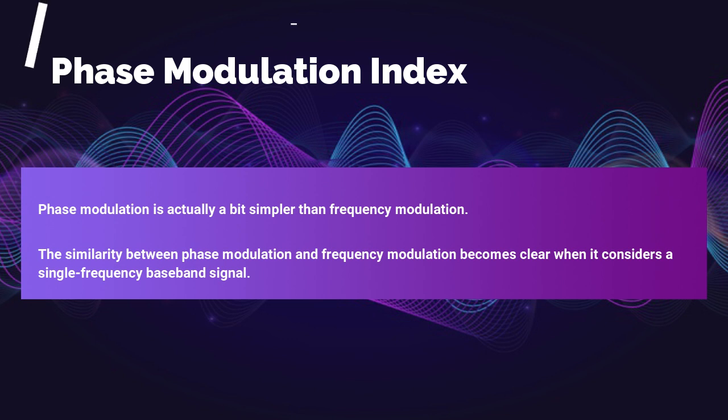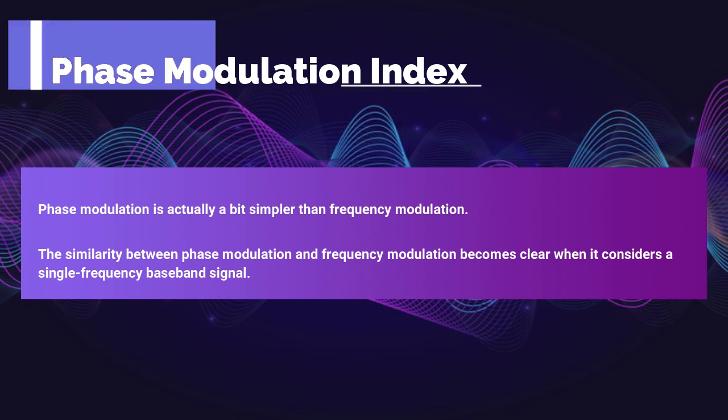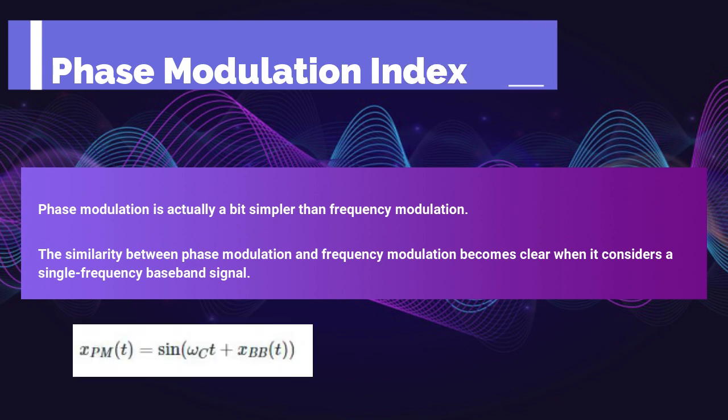Adding the baseband signal itself rather than the integral of the baseband signal causes the phase to vary according to the baseband value. Thus, phase modulation is actually a bit simpler than frequency modulation. As with frequency modulation, we can use the modulation index to make the phase variation more sensitive to the changes in the baseband value.